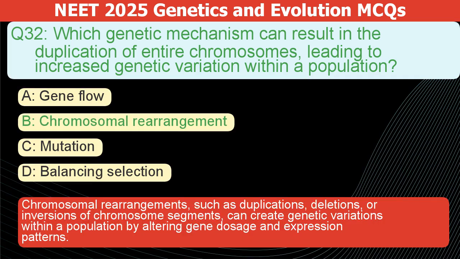Chromosomal rearrangements, such as duplications, deletions, or inversions of chromosome segments, can create genetic variations within a population by altering gene dosage and expression patterns.